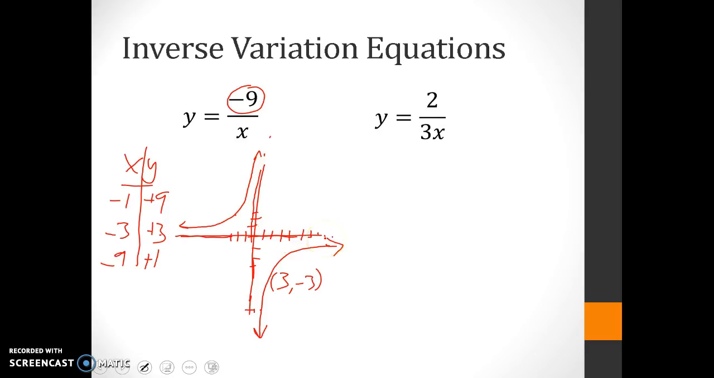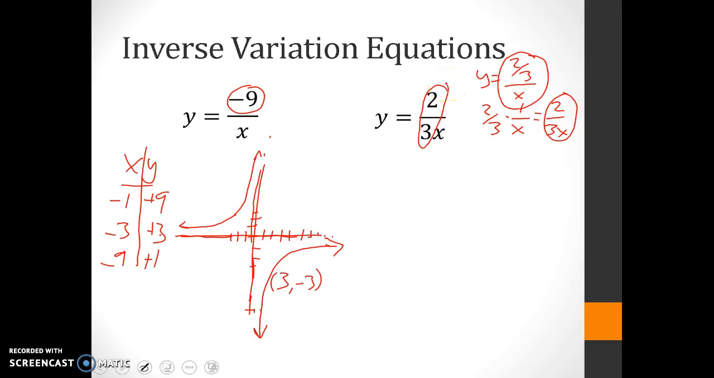All right, so let's take a look at the other one here, y equals 2 over 3x. One thing that I think it's important for you to see is that this is the same thing as if I wrote it like this, y equals 2/3 divided by x. Because if I take 2/3 divided by x, that's the same thing as multiplying by the reciprocal of x, which is 1 over x. So if I multiply these together, I get 2 over 3x. So 2/3 divided by x is the same thing as 2 over 3x. In other words, the k value here is 2/3.